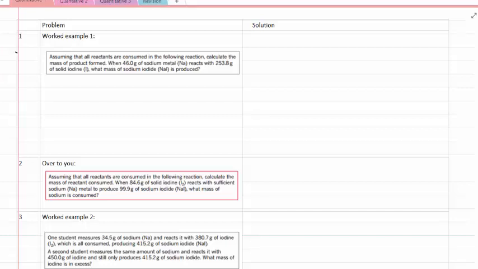Okay, in this video I'm going to show you how to solve the problems that are on page 4 of your OneNote. Okay, so the first example that we've got here, we've been told that we've got a reaction where sodium is reacting with iodine to produce some sodium iodide.